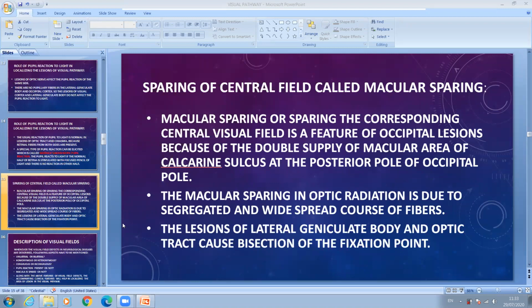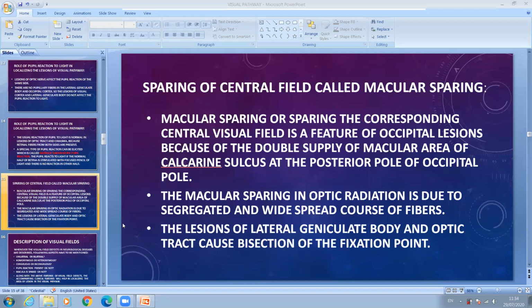This area is supplied by two arteries. In the corresponding central occipital lesion, there is a double supply of the macular area of the calcarine sulcus. It is not only the posterior cerebral artery, but also the middle cerebral artery which supplies this area. The macular sparing in the optic radiation is due to the segregated and widespread course of the fibers. Because the fibers are widely separated in the optic radiation, lesions do not affect the macular area completely, and macular sparing is still there.